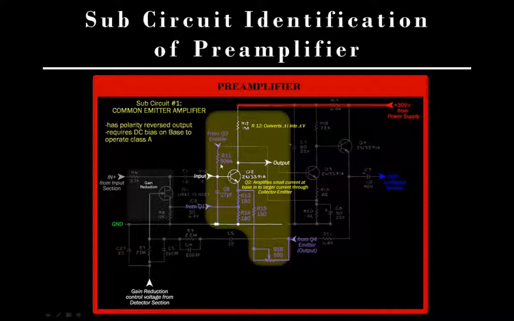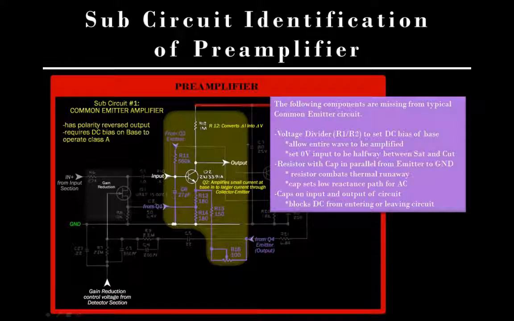So now all of these purple components are not typical. Now let's look at what's missing. We don't have R1 and R2. Those are missing. They allow the entire waveform to be amplified, and they set 0 volts on the input to be halfway between saturation and cutoff. That's what R1 and R2 do. We know something else has to do that now.